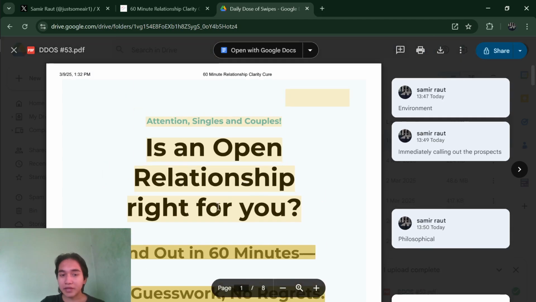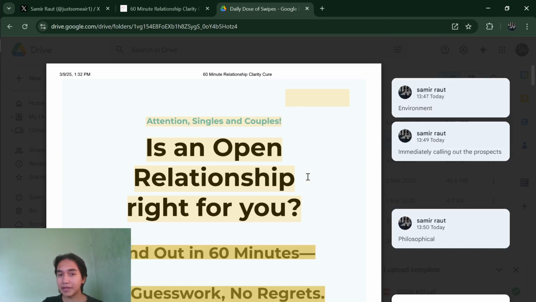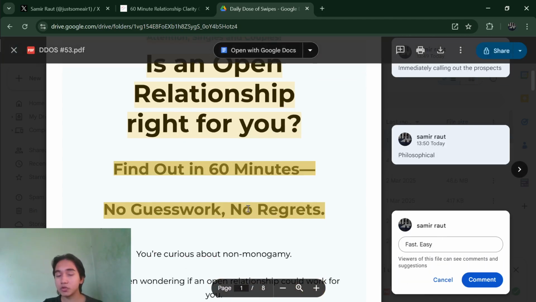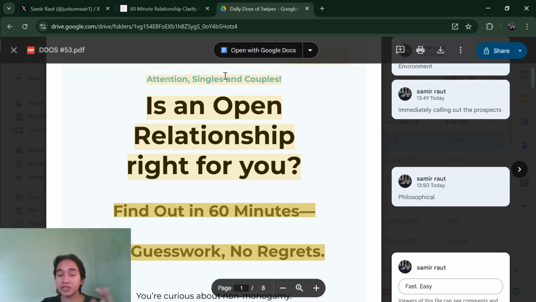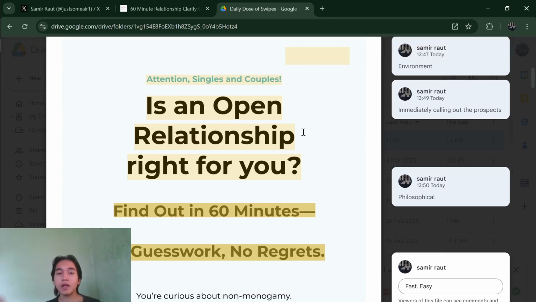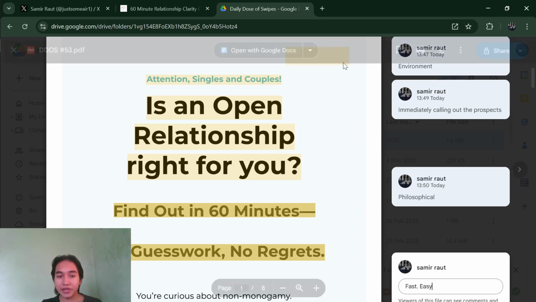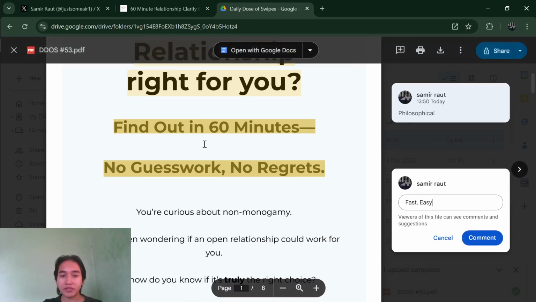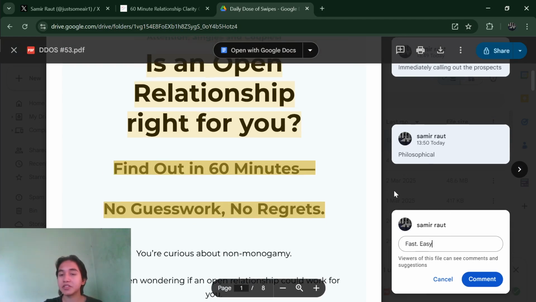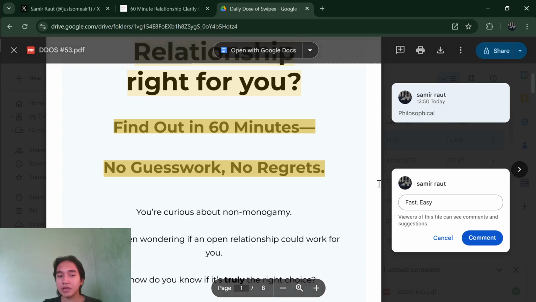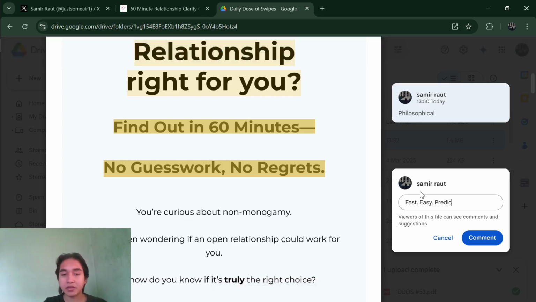This is a new topic, right? It's an open relationship, right? For you, it's a new topic, and I feel like there's also an only emotion associated with it, meaning if I click off this page, I might not see it and it might not work. I don't know, right? Easy, right? Now it's no guesswork, no regrets. Find out in 60 minutes. Now 60 minutes, fine. If you're going to find out in 60 minutes, it's probably going to be easy, right? And no guesswork means there's predictability, right?